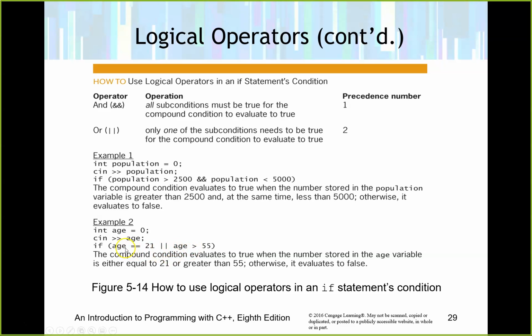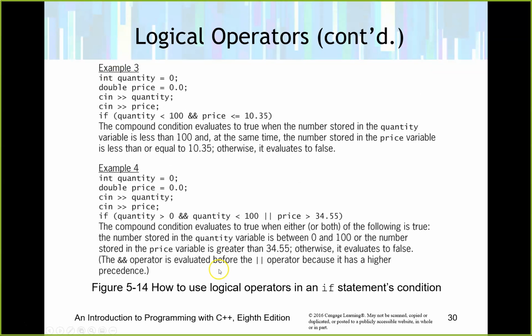So here we have if age equals 21 or age is less than 55, it's going to be true. Now remember, when you're programming your assignments, make sure that you put parentheses before the A and after the 1, and before the A and after the 5. And remember, this is an or. So if this was an and, this would never be true because it can't be both 21 and greater than 55. So in here, quantity is less than 100 and price is less than or equal to 1035. So both of these must be true for it to work.